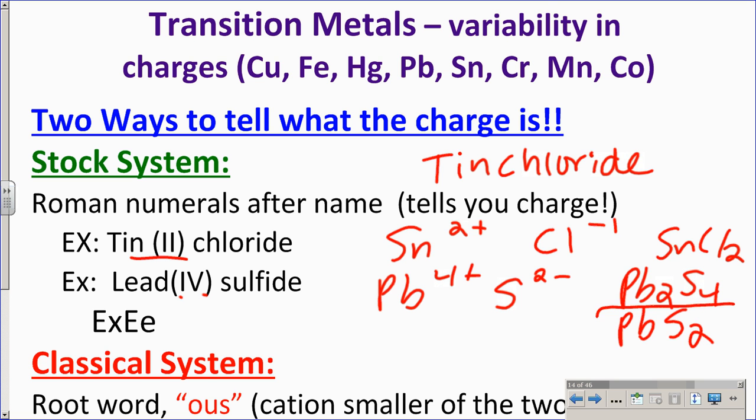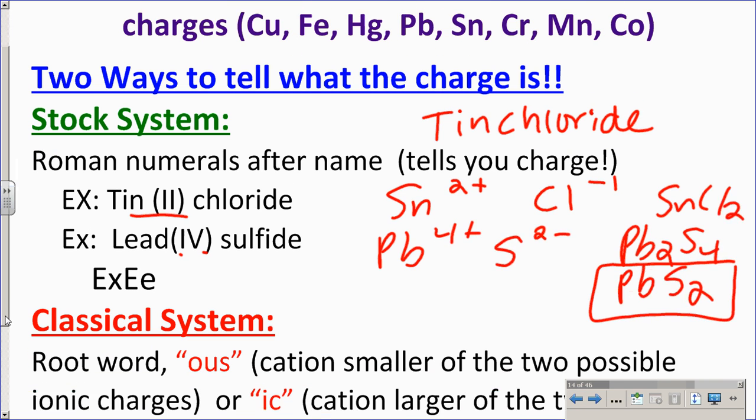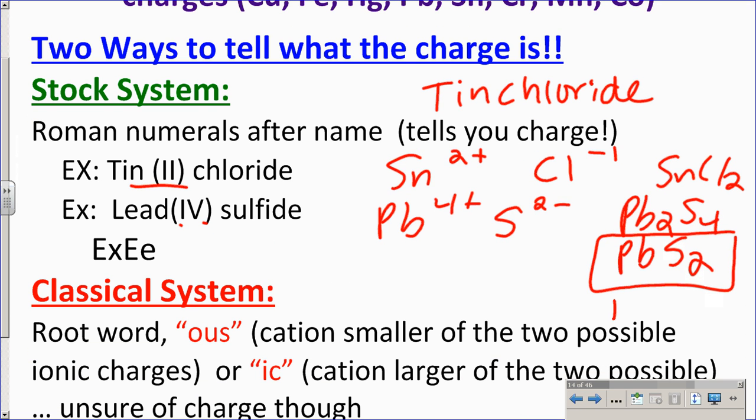PbS2, good. If you solve that, you have to, in your mind, uncrisscross and assign the charges. But if you uncrisscross, what does this actually look like? This looks like uncrisscrossing Pb what? This 2 comes up there, right? And the S gets a 1.